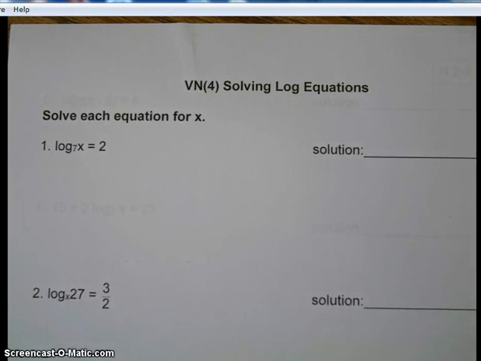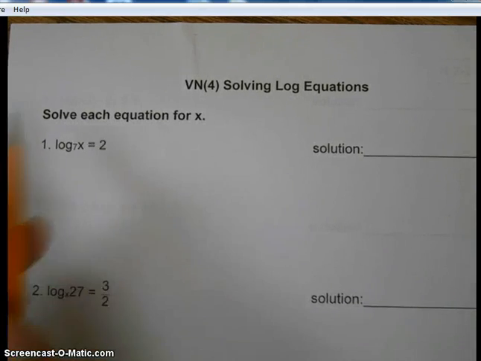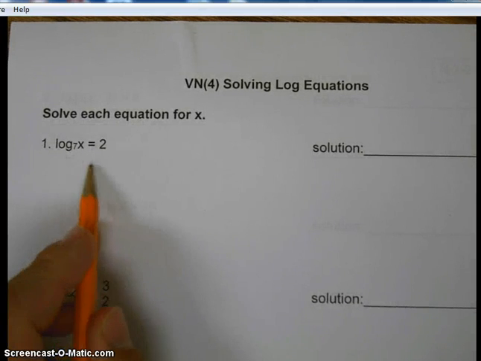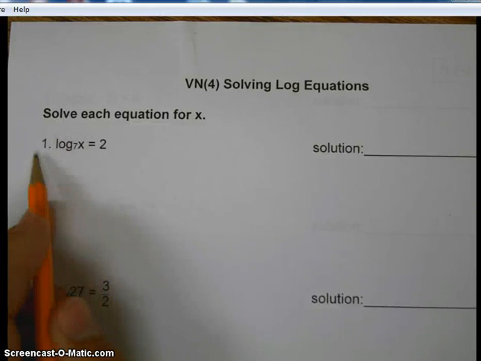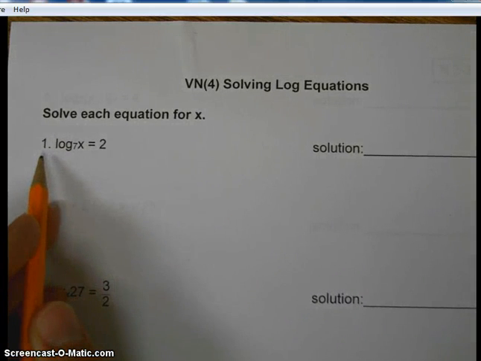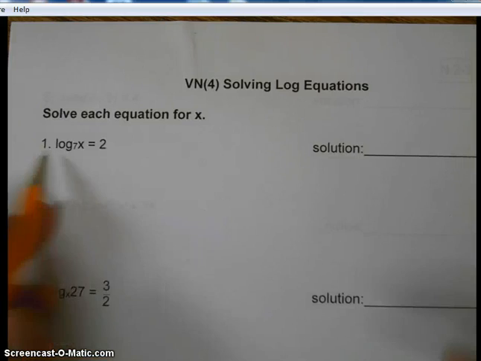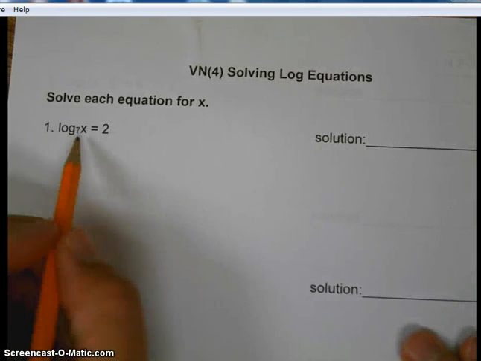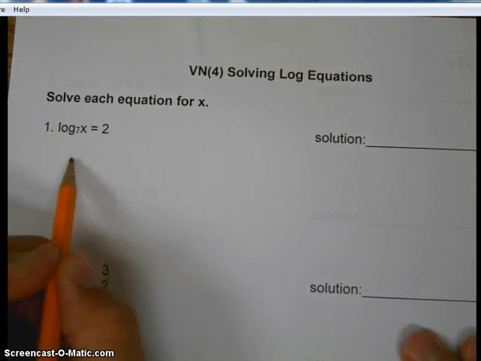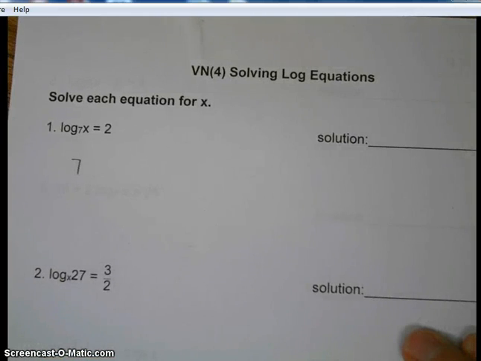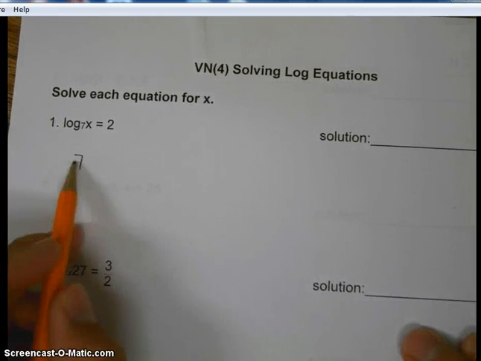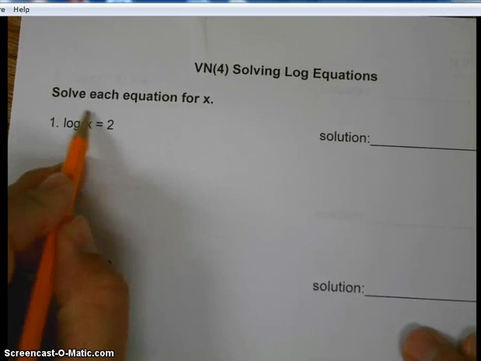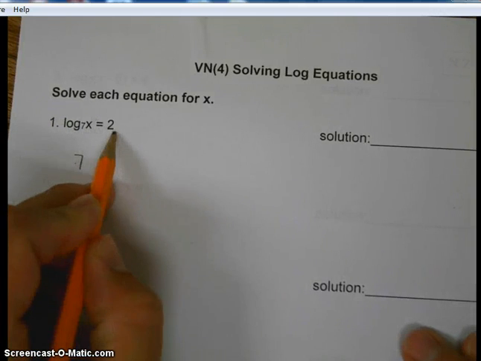Okay, we're going to look at solving log equations. So to solve each equation for x, when we have it in this form, we want to change it to exponential form. And so we read this starting off with the base, always starting off with the base here, 7. Remember that a logarithm represents an exponent.